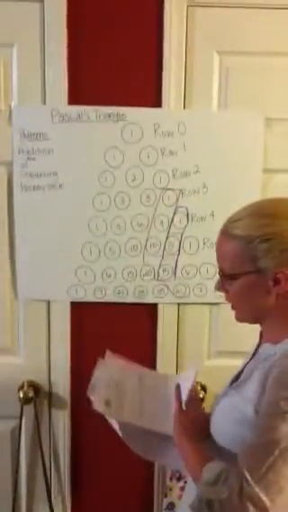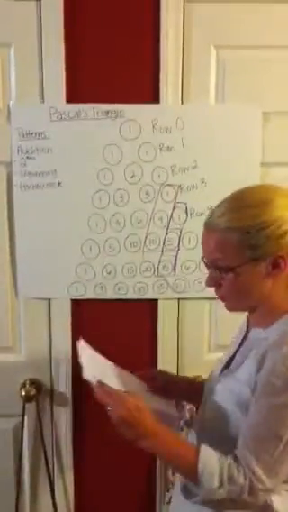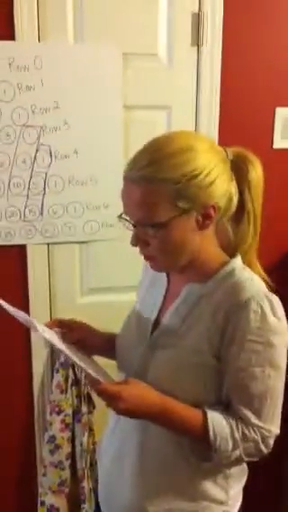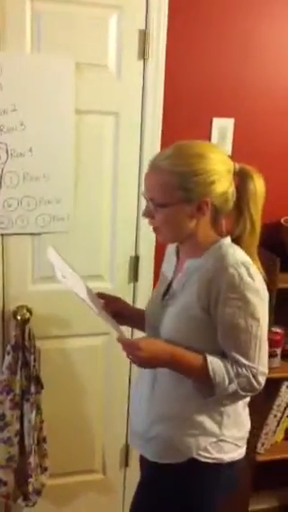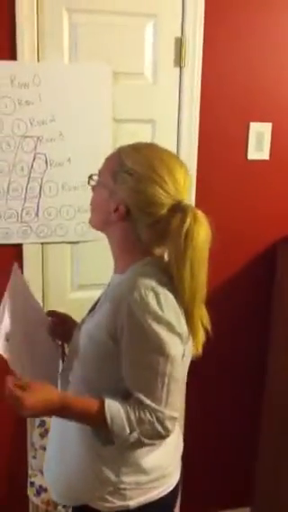Pascal's triangle is named after the mathematician Blaise Pascal. He made this in the 17th century, but it's also thought to have first originated in China, so sometimes it's referred to as the Chinese triangle.